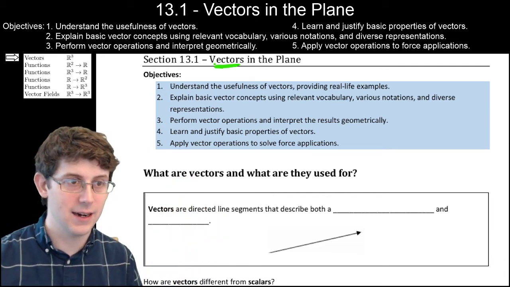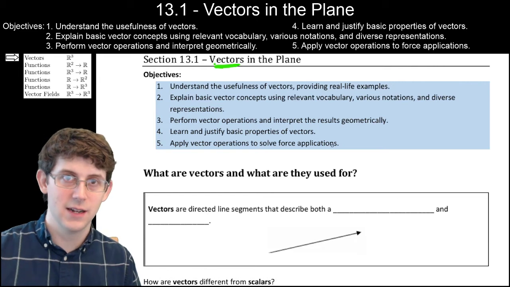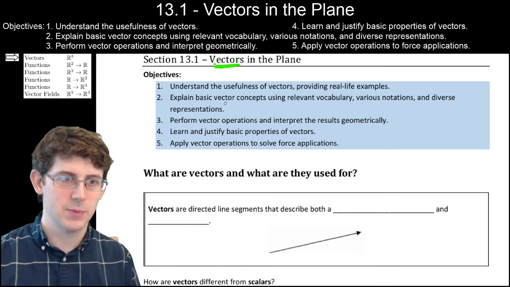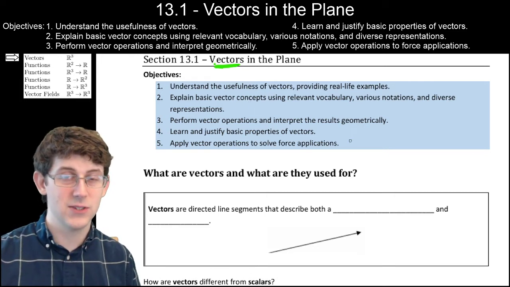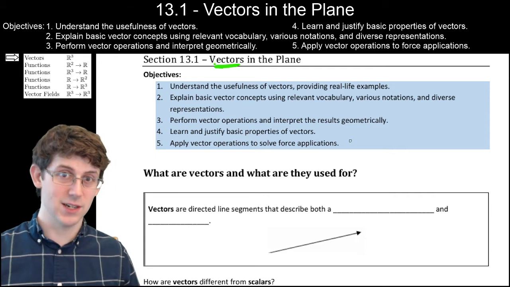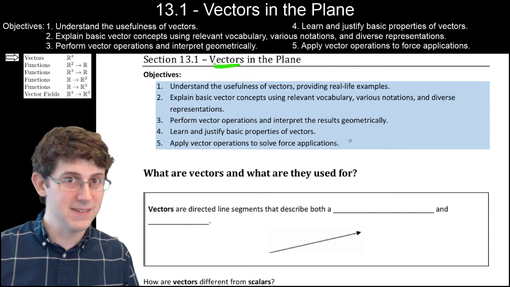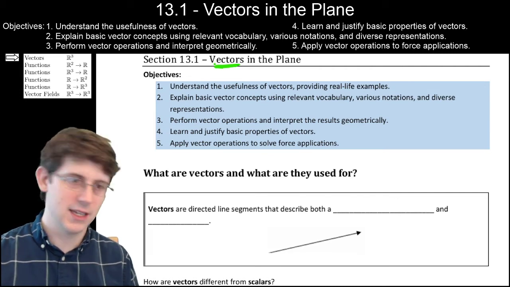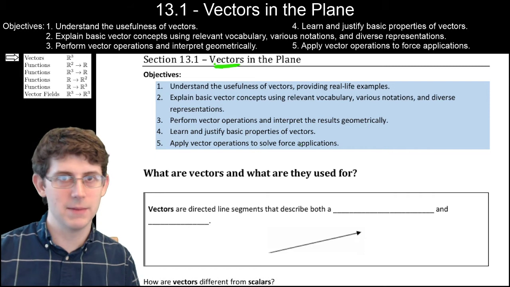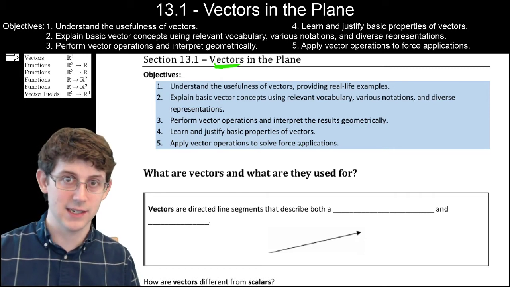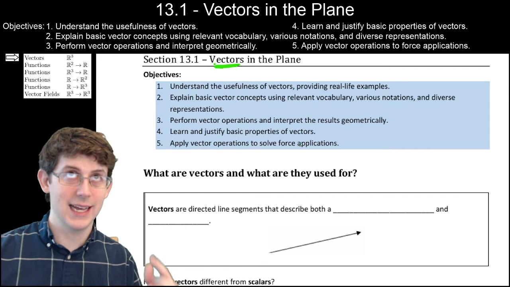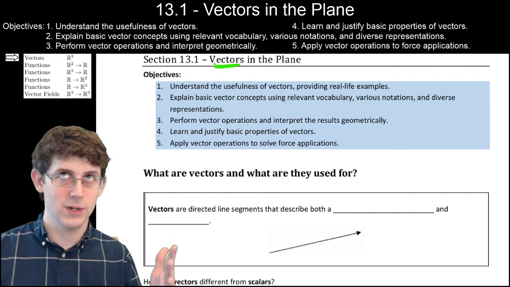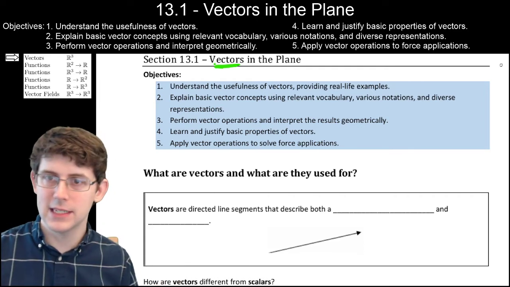So the goals for the day are to understand the usefulness of vectors. We'll try to get some real-life examples of why vectors would appear in your life. Then we'll explain some basic vector concepts. We're going to use a lot of different types of vocabulary and notation when we do this, and you don't get to pick your favorite, you have to be expert in all of them. Then we'll do some vector operations and the basic properties. And then at the end, we'll do some application problems that have a little bit to do with physics. This is not a physics class, but calculus was built to be the language that physics is spoken in. So it's connected to physics here. Let's see what happens.